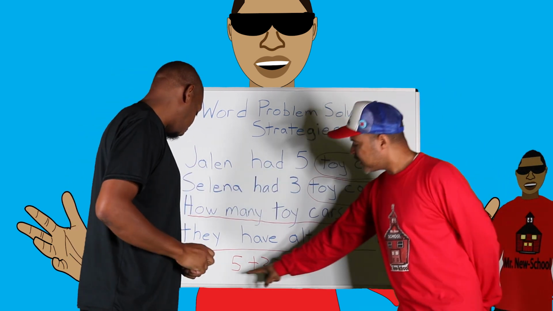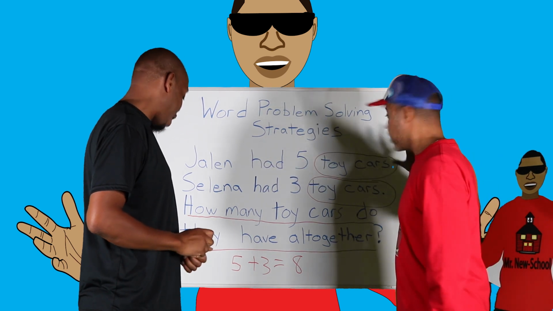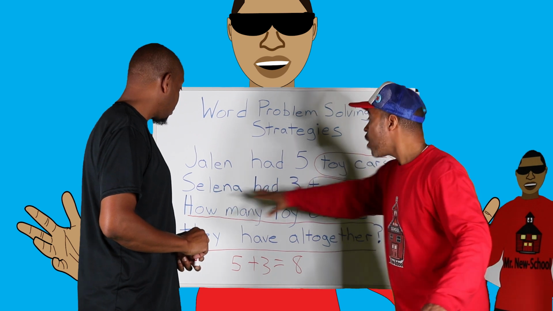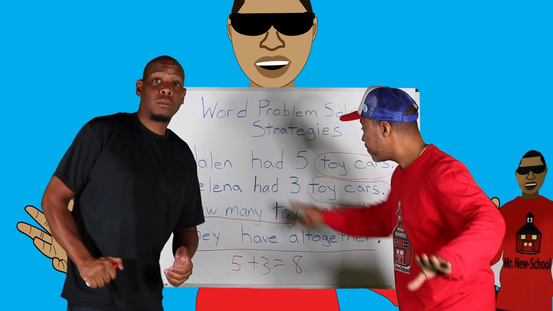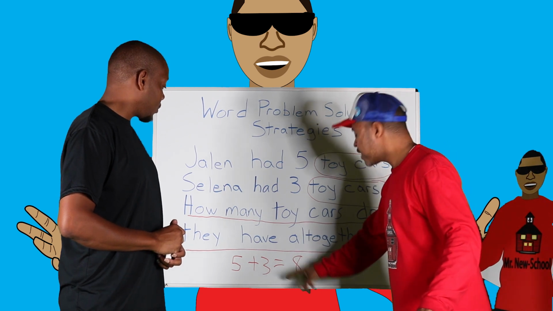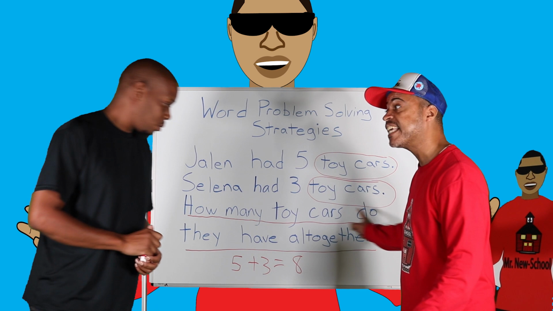Wow. So basically, this 5 represents what Jalen had. That is correct, his number of cars. And this 3 represents the number of cars that Selena had. That is correct. Exactly. And 8 represents what they both have all together.